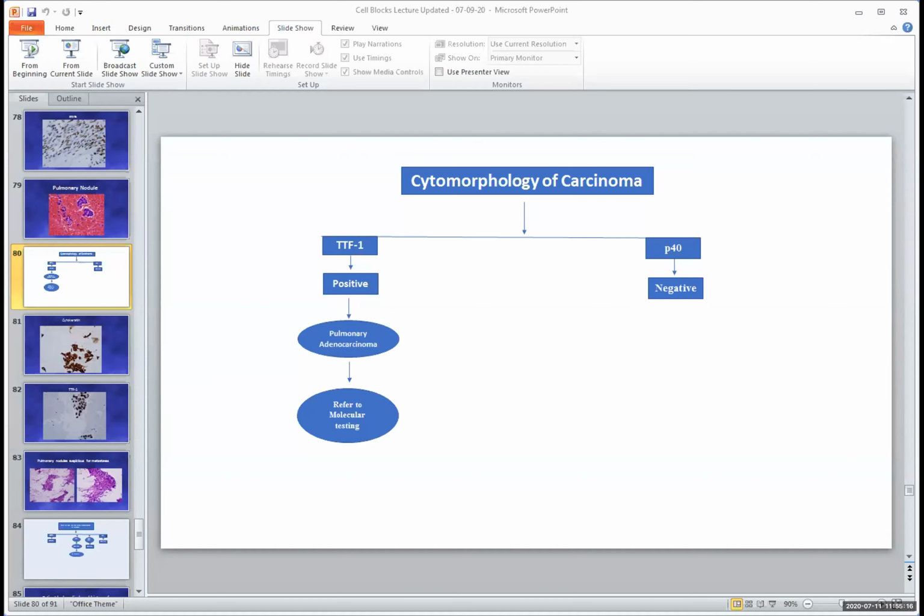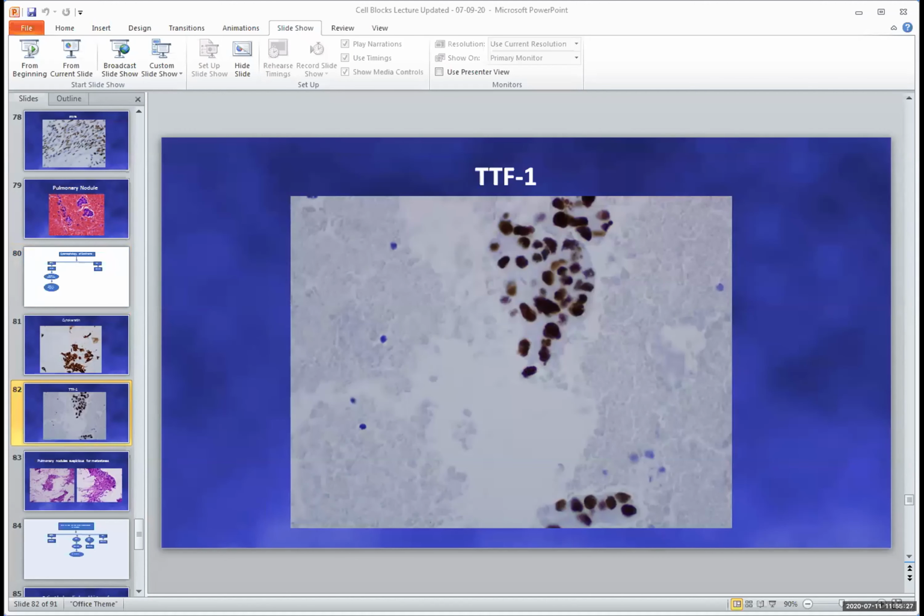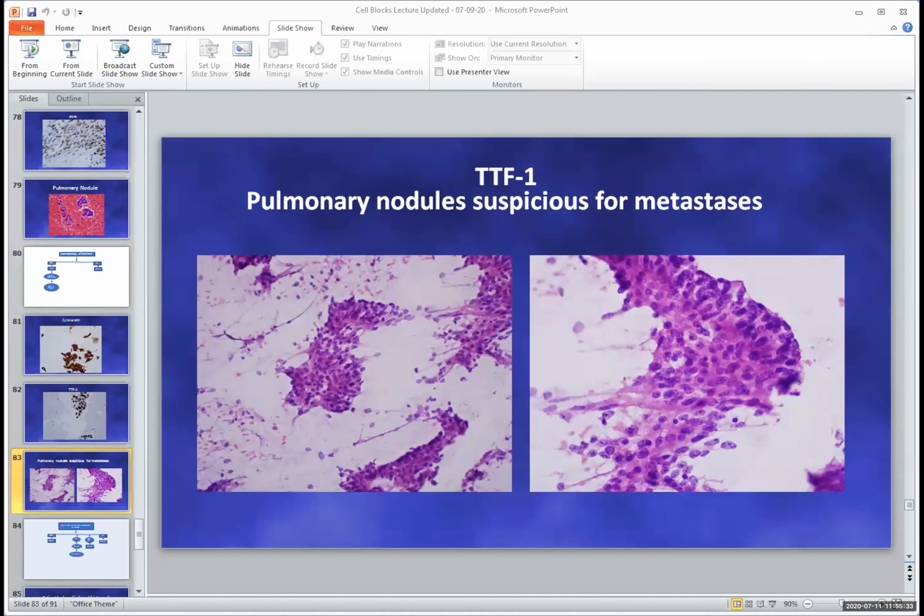It could have been sent for next generation sequencing. In many institutions it would have been. Just to show you how that staining pattern went, clearly with cytokeratin positive, nice, strong, specific TTF1 positivity. This was pulmonary adenocarcinoma.